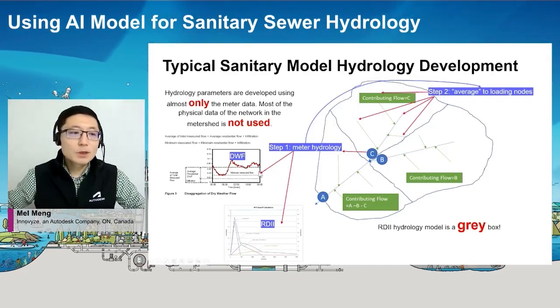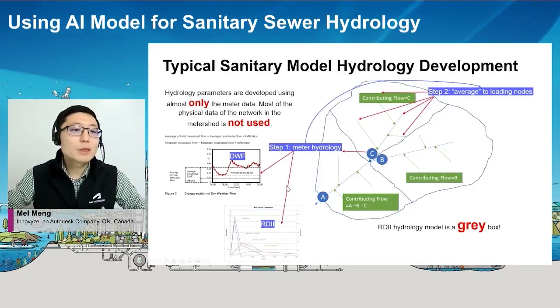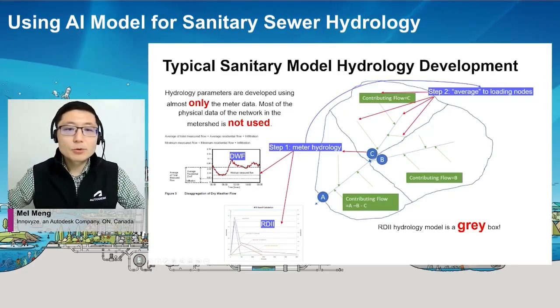If you look at the flow meter here, then we'll just extract the hydrology parameters. We'll figure out what the diurnal pattern looks like with that typical wastewater. And then mostly we're using curve fitting techniques to simulate the flow during the wet weather. And as you can see, because we don't really know that much about the sources of these inflow and infiltration, it's mostly a curve fitting technique. That's why I call this a gray box.